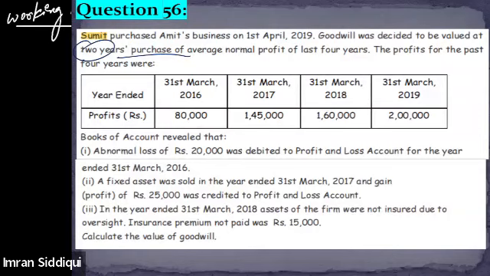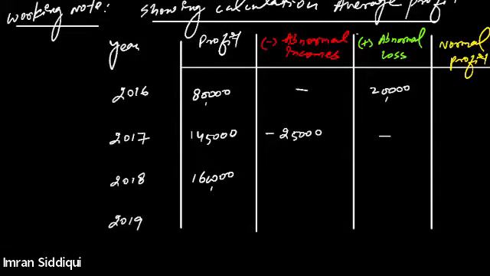But while calculating 2018's profit, we somehow ignored this 15,000 expense. We didn't subtract it earlier. Now to find out the correct, normal profit, we need to subtract it now, yes or no? Yes. So 1,60,000 minus 15,000. I just didn't make a column for the normal expense, so I subtracted only 15,000 from here.